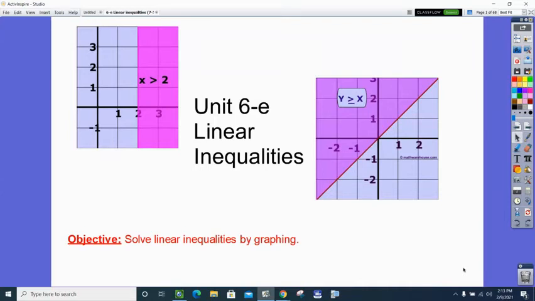Okay, our next section in Unit 6 is going to be to change the equal sign to an inequality. So we're going to start by just graphing a single linear inequality. Basically, we're going to show the solution of a linear inequality by graphing.